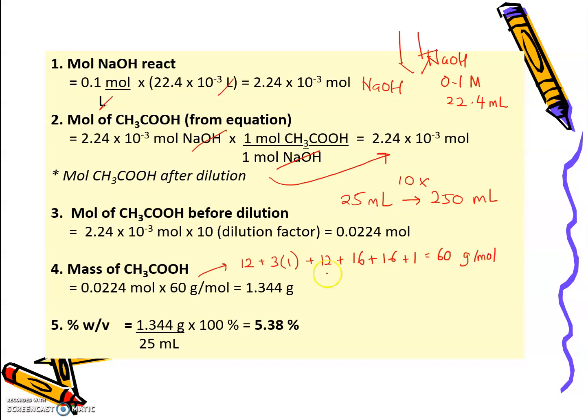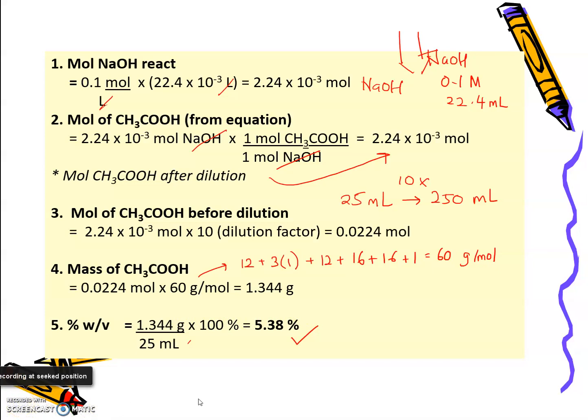So you can find the mass by multiplying moles with molar mass, and then 1.344 gram of acetic acid, divided by the volume of sample vinegar, 25 ml, times 100%, and then you will get 5.38%.